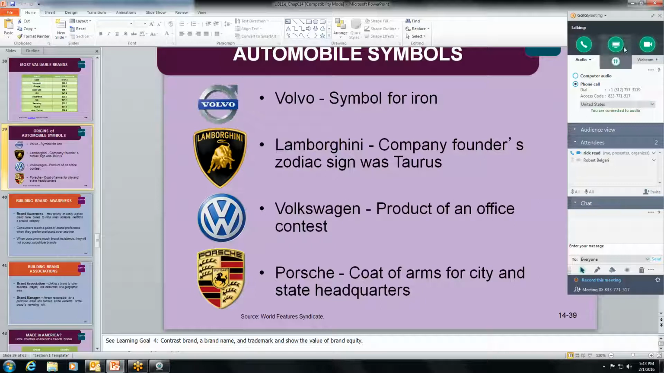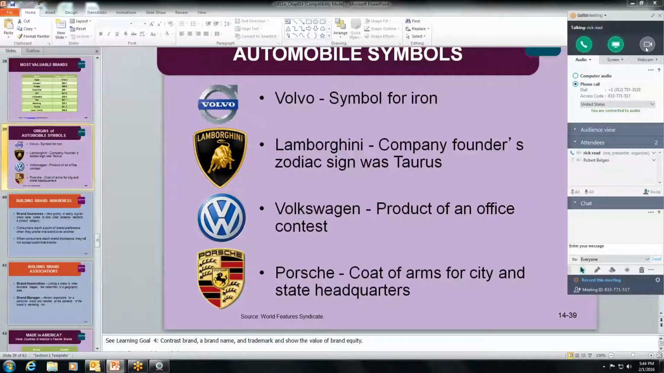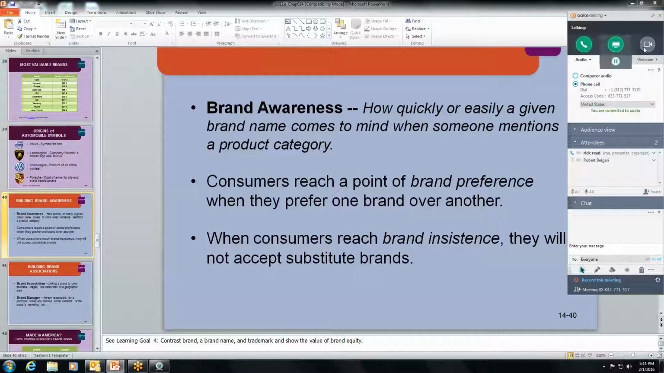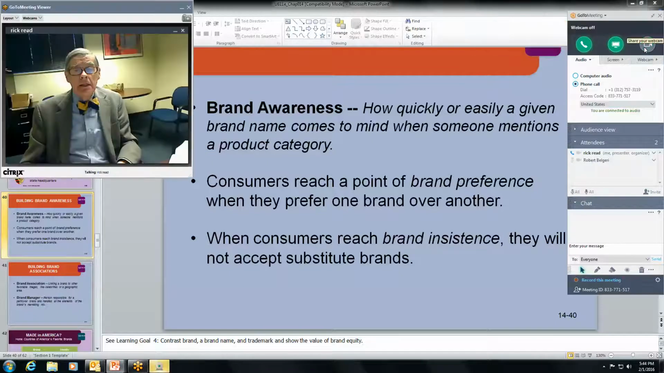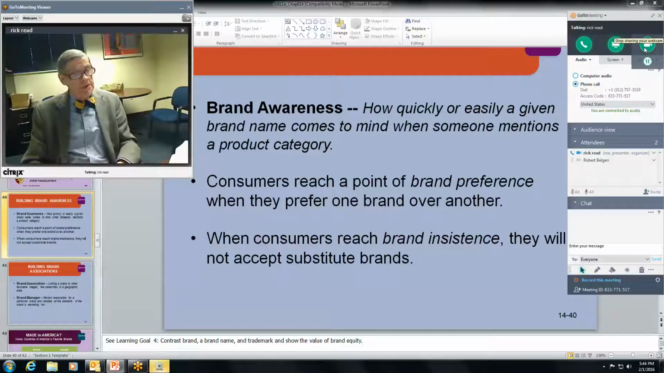These are some automobile symbols, and the reason they're used, again, it's not something I'm going to spend a lot of time on. Brand awareness is simply how quickly or easily somebody recognizes a brand when somebody mentions a product category.